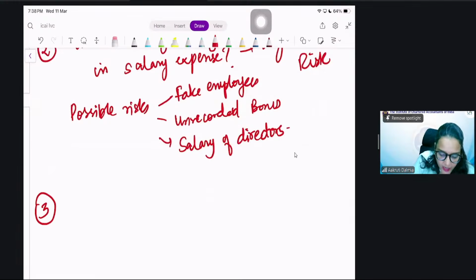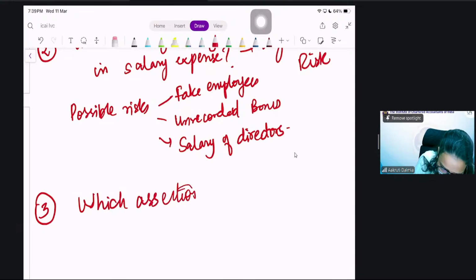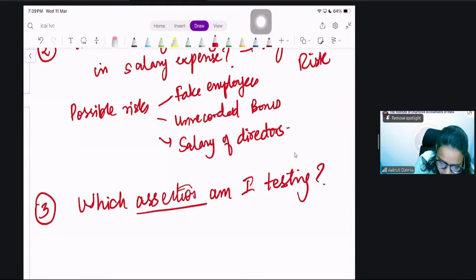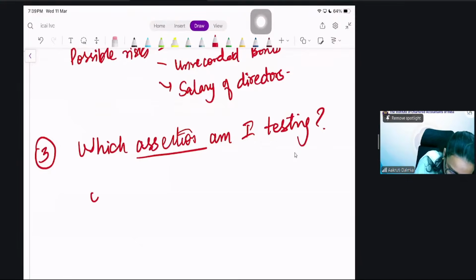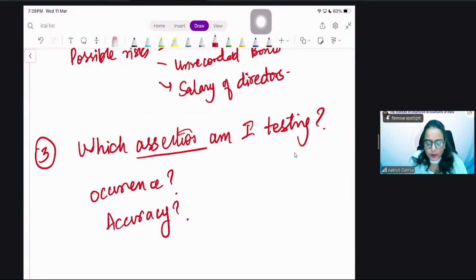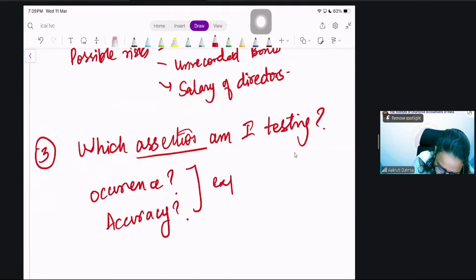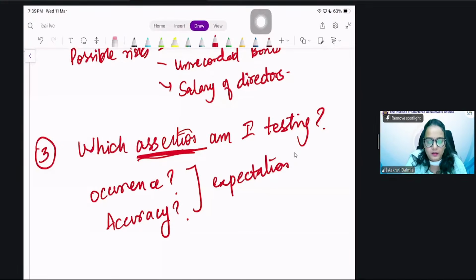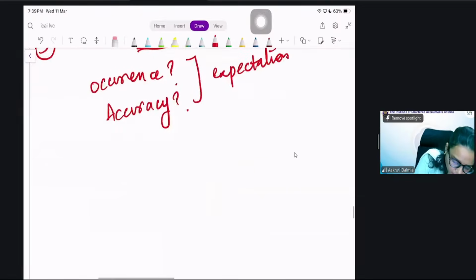Now the third question I'll ask. Which assertion am I testing? Am I testing occurrence? Am I checking accuracy? According to this, you will know what expectations to have. So the third factor is which assertion am I testing. Decide that.